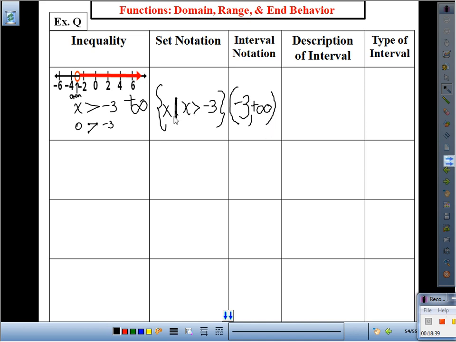What does this mean in words? All real numbers greater than -3. Question, does this interval continue going? Yes, that means what kind of interval is it? It's infinite because it keeps going to infinity. Copy that, please.